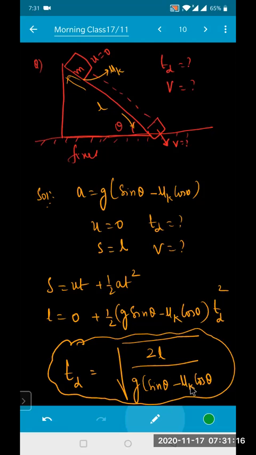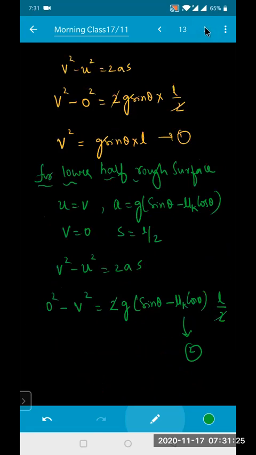So mu k will become 0 under the root. 2L by g sin theta. So this will become 2L by g into sin theta. Now I can write the same condition here.